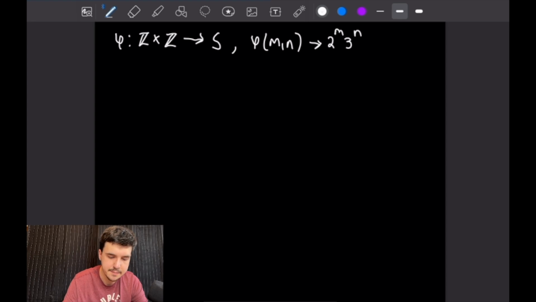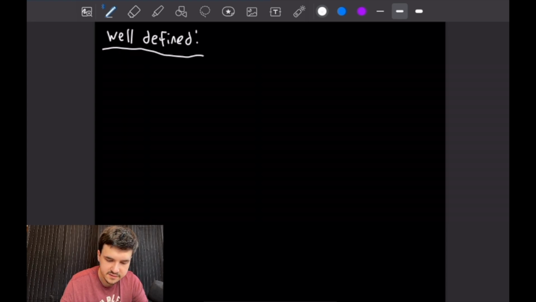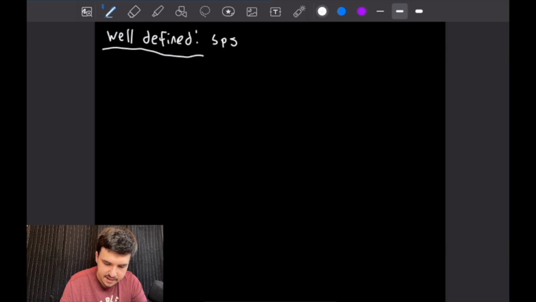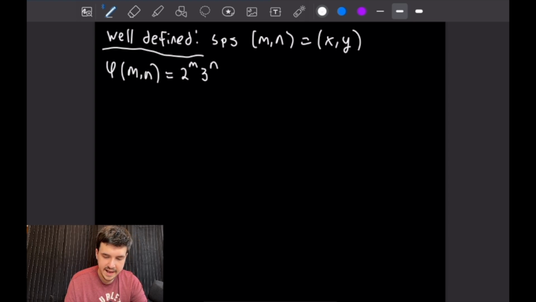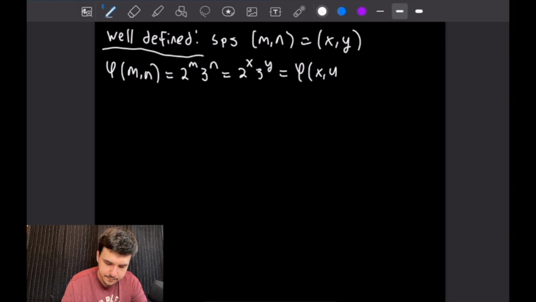But first, let's go ahead and make sure that this thing is well defined. So let's suppose we have the following, and that is that (m, n) is equal to (x, y). Great. Well, then phi of (m, n) will be equal to 2 to the m times 3 to the n. But since we know that m is equal to x and n is equal to y, that will simply be equal to 2 to the x times 3 to the y, but that is the exact definition of phi of (x, y). So that means our function here is well defined. Great.